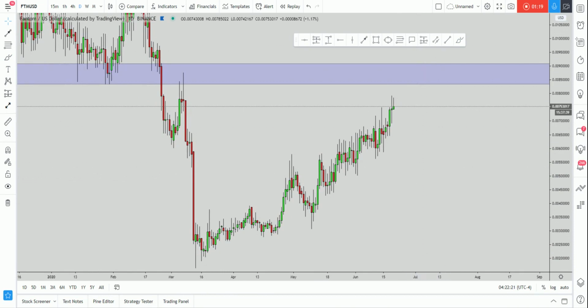Also, keep in mind that from a daily perspective, look at what happened here. After this perfect impulse and correction, the market tested exactly the zone before melting to the downside aggressively. Therefore, this area here is a very strong supply area for this market.